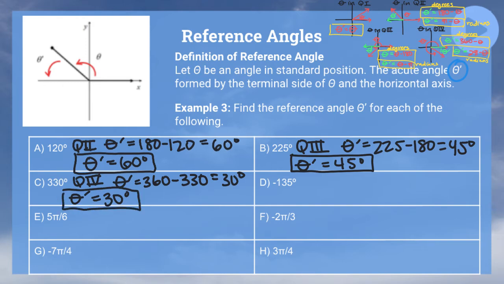Now, question D is a little trickier because this is a negative angle, and we would need to figure out what that angle is in its positive form. So we need to take negative 135 and add 360 degrees to it to get it into its positive form, which would be 225 degrees. And we've already worked that problem above, so this would have exactly the same reference angle, 45 degrees.